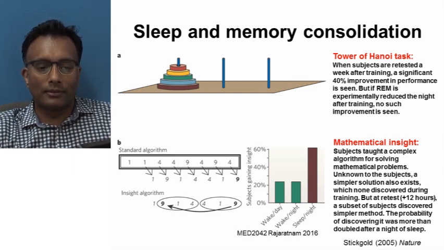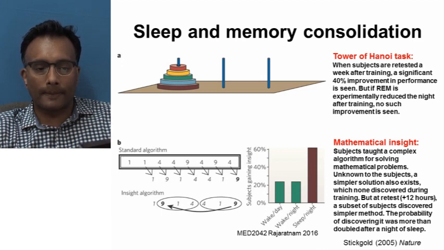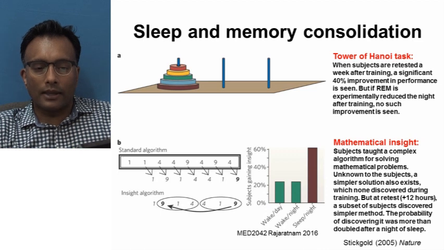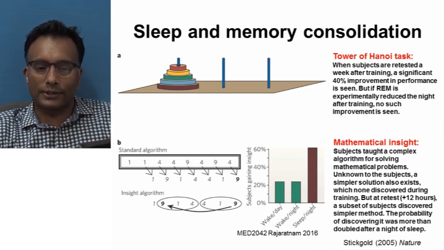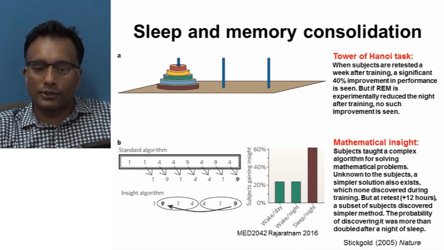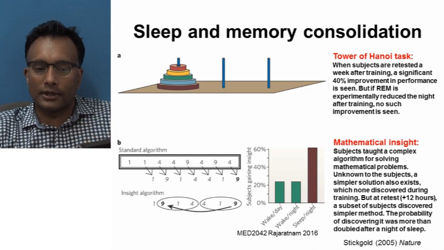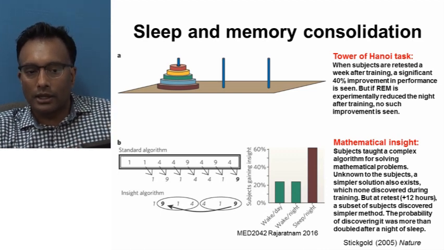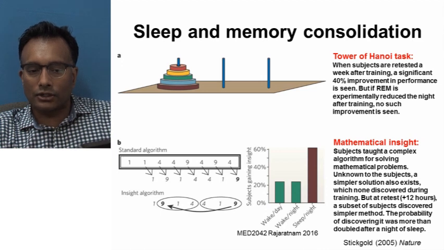And the insight algorithm is that the last three numbers are a mirror of the preceding three. And so they only really need to solve the mathematical problem up to this point, because the latter three numbers are a mirror image of the preceding three. And what they found is that when the subjects are taught the standard algorithm for solving the mathematical problem, the simpler solution exists, which they're not taught, but these researchers were measuring how many of them discovered the simpler algorithm. During training, no one discovered it, but at retest, 12 hours later, a subset discovered the simpler method.